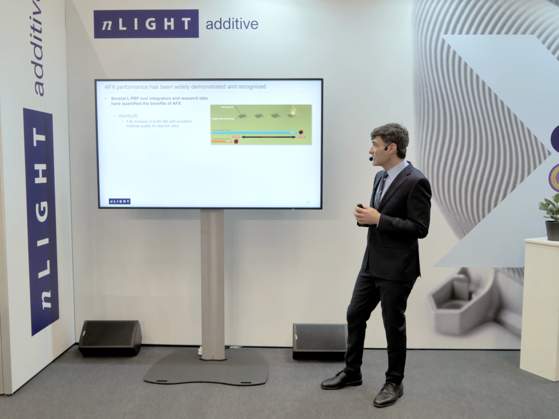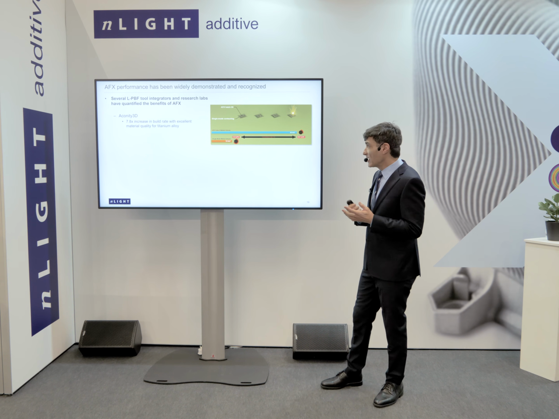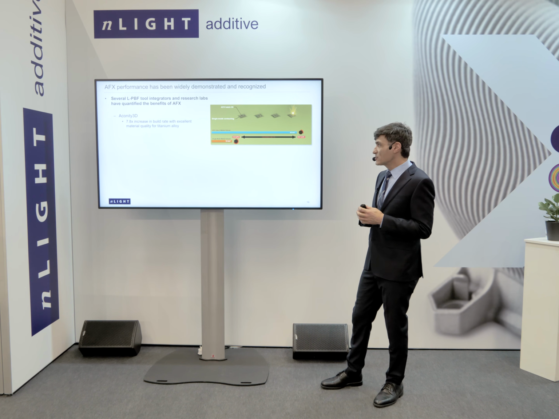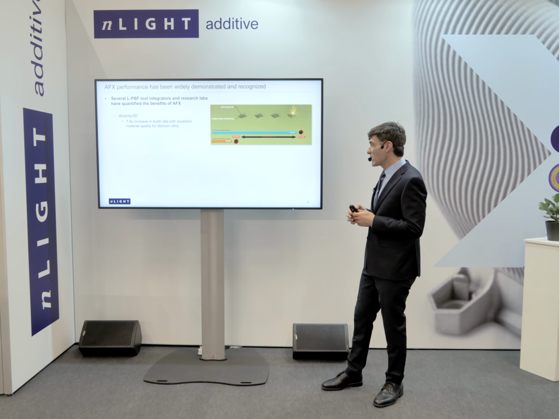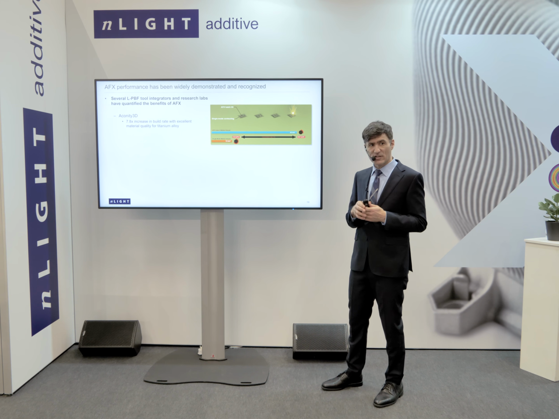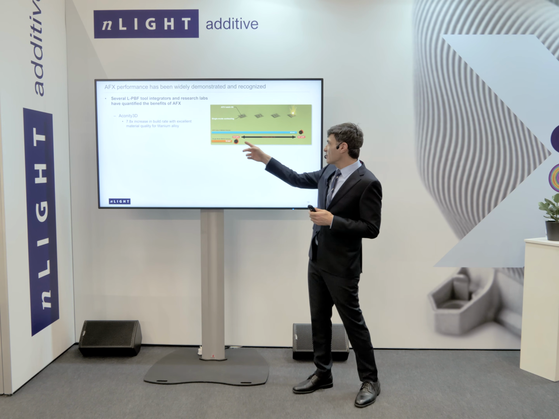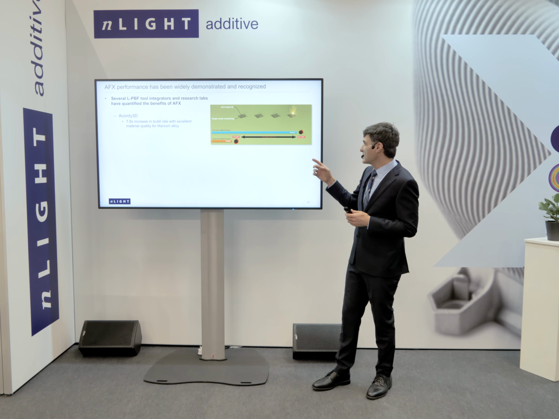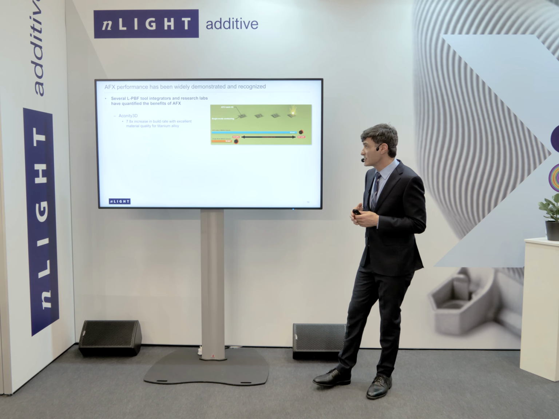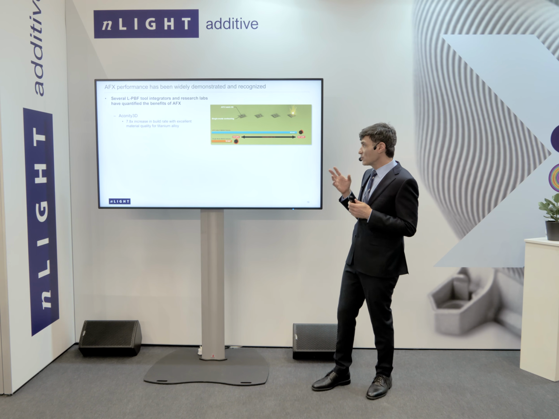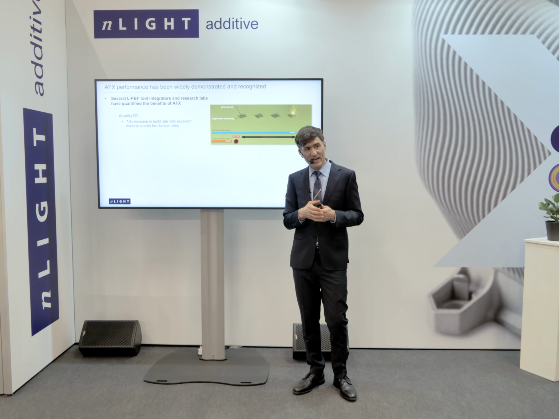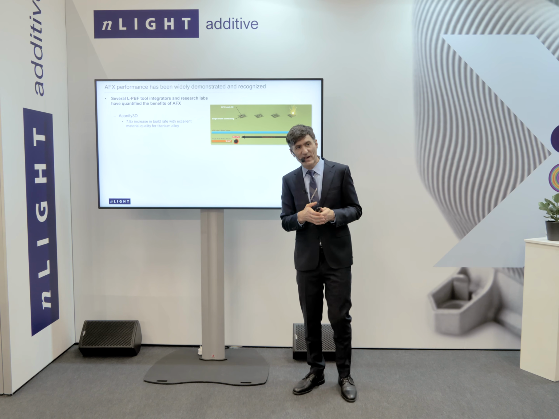And they looked at titanium alloy, L-PBF, and they saw a dramatic 7.8-fold increase in the build rate while maintaining excellent material quality, greater than 99.5% density. They went from 5.4 cubic centimeters an hour to 42 cubic centimeters an hour. This is really game-changing when you look at the economics of additive manufactured parts.